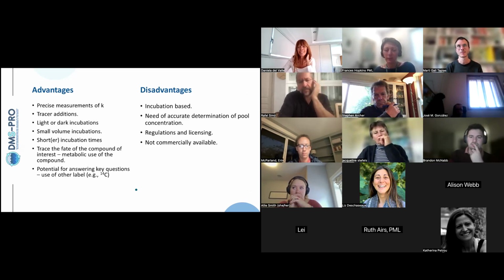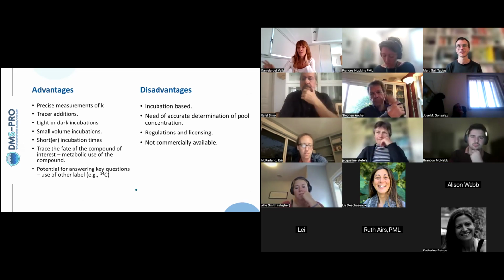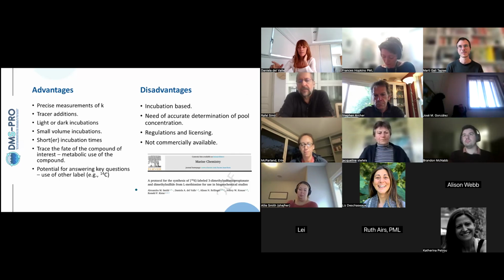And also, and this is an important one, the labeled DMSP and DMS are not commercially available, so they need to be synthesized. And so far there have only been 2 labs that performed the synthesis. However, you might have seen this paper that was recently published in Marine Chemistry by Alexandra Smith et al., where we explained the protocol for synthesizing labeled DMSP and DMS from methionine. And later I will paste a link in the comments for those who do not have access.